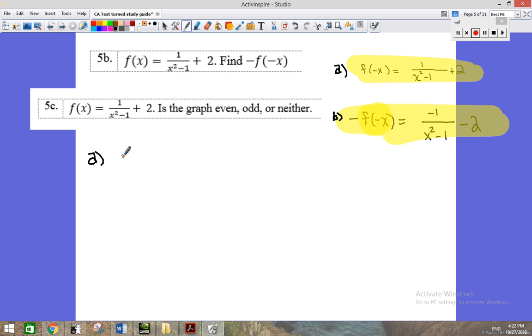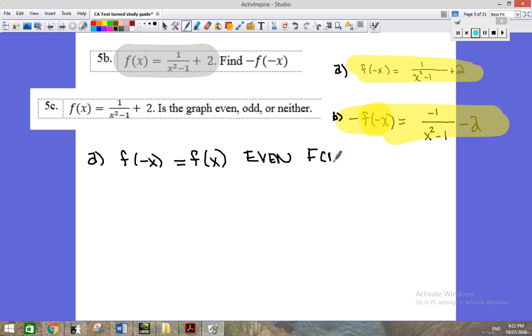In part A, we see that we found f evaluated at negative x. Well, when you compare this against the original function, let's highlight that original function here. There's my original function. Well, look at that first term. It's 1 over x squared minus 1. Look at this first term. 1 over x squared minus 1. Then you're adding 2. Hey, we're adding 2. Wow, those are the same. So my answer A is the same as the original function. That tells me this is an even function.